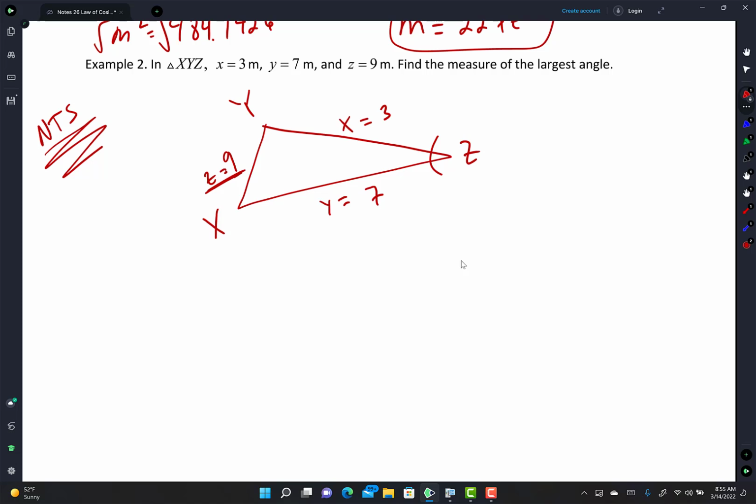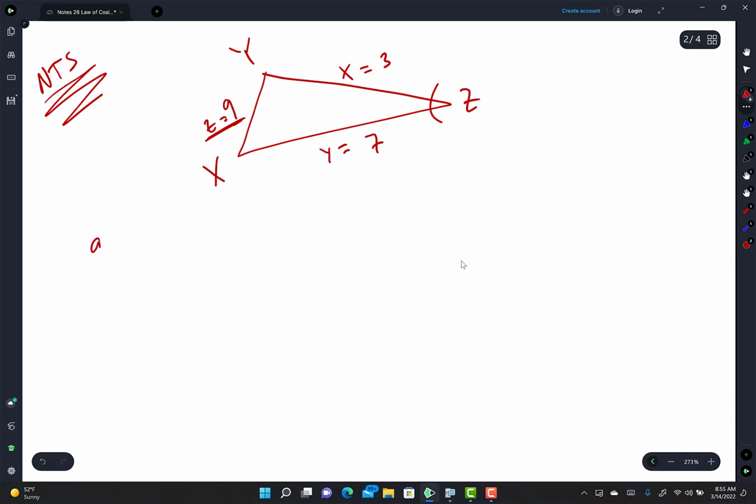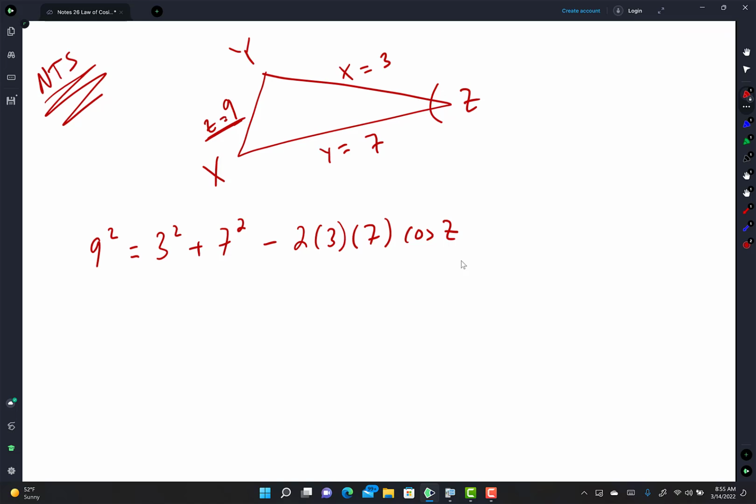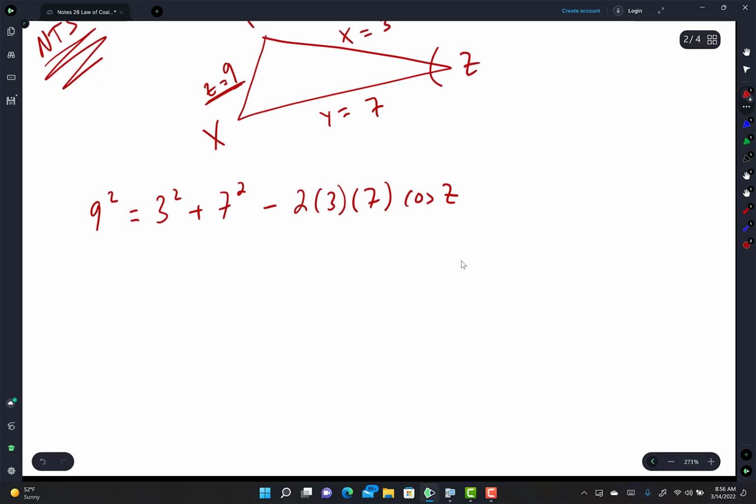So when I use my law of cosines, I'm going to put the Z on the outside because it's cosine of angle Z. So I'm going to go 9 squared equals 3 squared plus 7 squared minus 2 times 3 times 7 cosine of angle Z. Does that make sense, guys? Okay, you're done with pre-cal or geometry, and now all you're doing is just algebra.